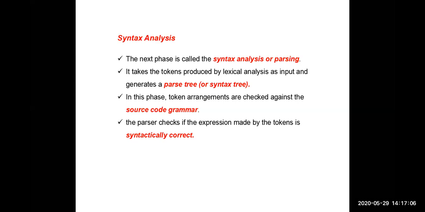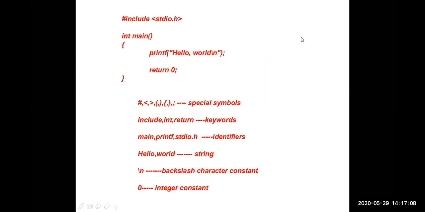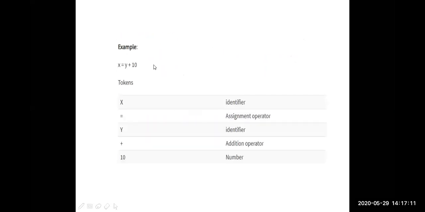For example, if you go to the previous step again: x is equal to y plus 10. Here, the lexical analysis identified x as the identifier. It separated x, it separated the assignment operator, it separated y plus 10. In the given source code, it identified the lexemes. The lexemes in the given code are x, y, equal to, plus, 10, all are lexemes. These are given to the syntax analysis.